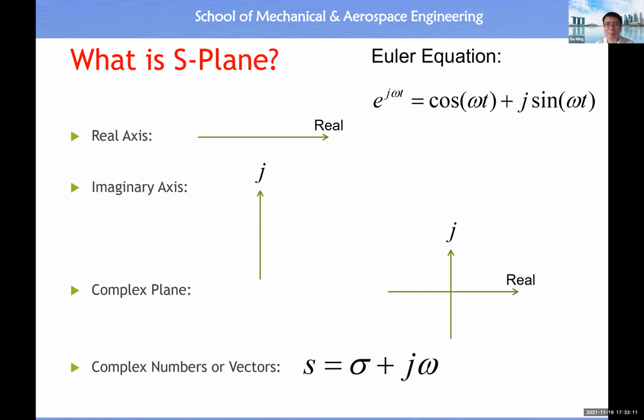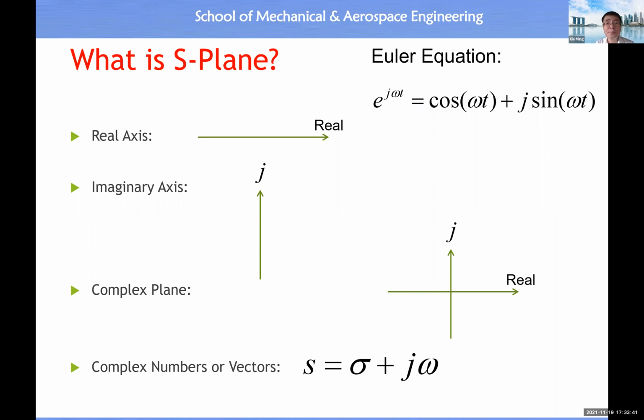Therefore, later on we will talk about the transfer function. The transfer function is also a vector. Once you have a vector, then we can talk about the magnitude and the phase angle. If you treat s as a complex number, then you will get confused about how come we talk about the magnitude, the phase angle, etc. So actually, s is a vector. The transfer function is also a vector.